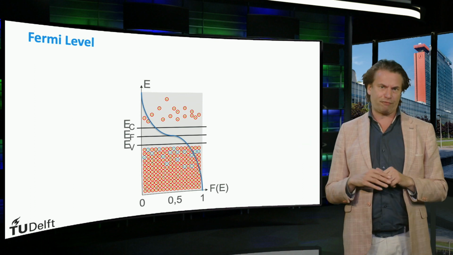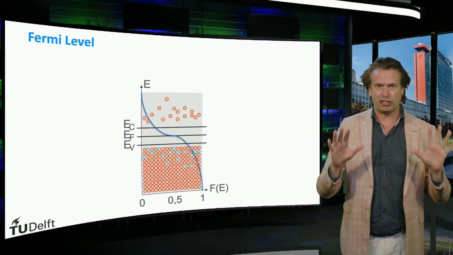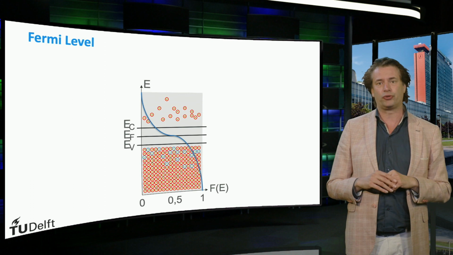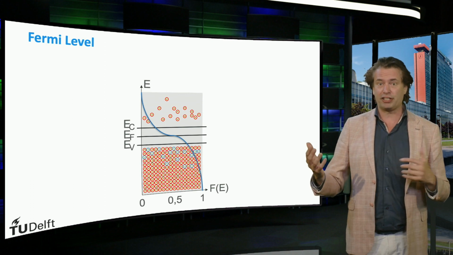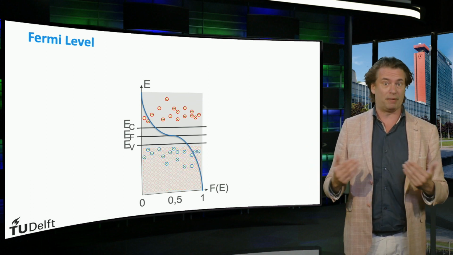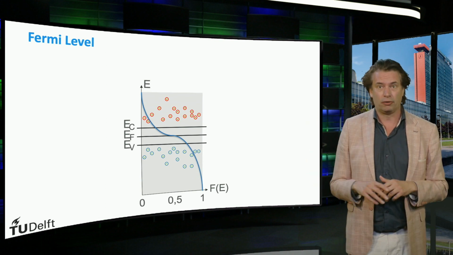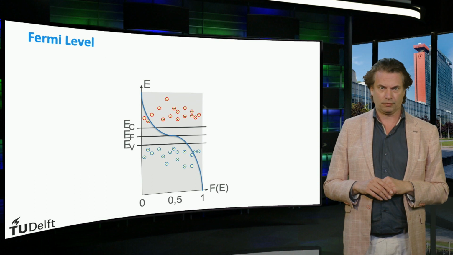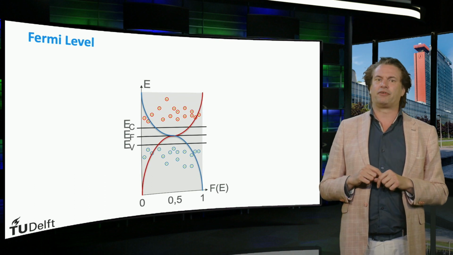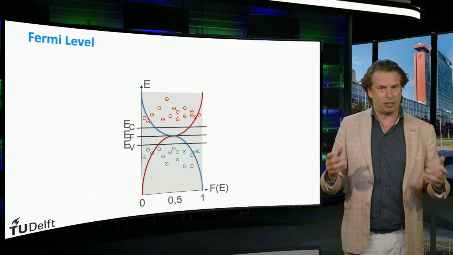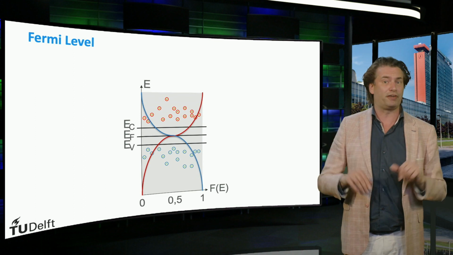Using the Fermi-Dirac function, you can tell something about the distribution of holes in the valence band. The positions in the valence band at which the electrons are missing represent the holes, indicated by the blue dots again. 1 minus the Fermi-Dirac function shows for a semiconductor the probability that you will find a hole at a certain energy level.